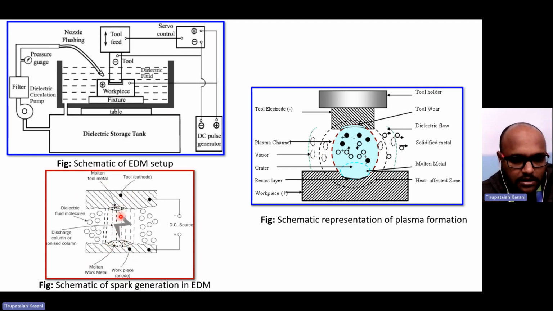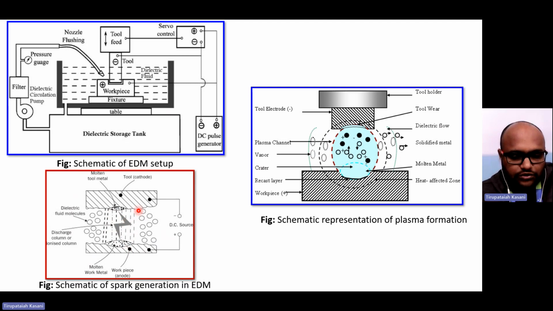This is the spark discharge column or ionized column. That is the plasma. Within the plasma, this is the spark generated. This column is surrounded by the dielectric fluid molecules. Of course, this is the DC source, the power supply. This is how the spark is generated, not only at one region but in a number of regions. Here, just for better understanding, only one spark is represented.